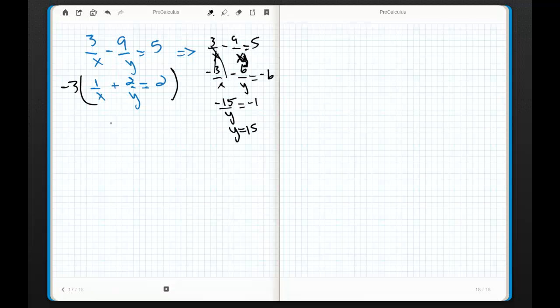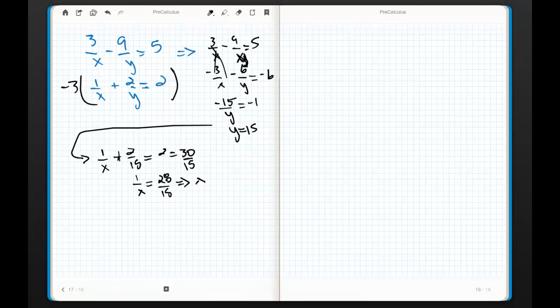If y equals 15, doesn't that imply that, I like to deal with the most simple equation because I have a tendency to do the least stupid things. 1 over x plus 2 over 15 equals 2, which I'm going to turn into 15ths anyways, right? This is going to be 30 over 15. So 1 over x equals, if I'm subtracting 2 over 15, 28 over 15, which implies that x equals 15 over 28. And these are my two solutions.